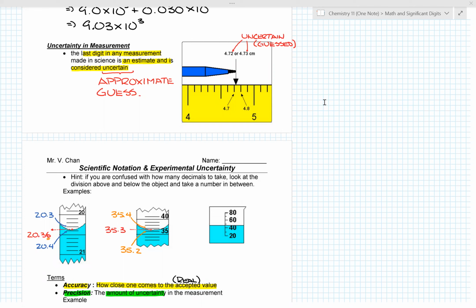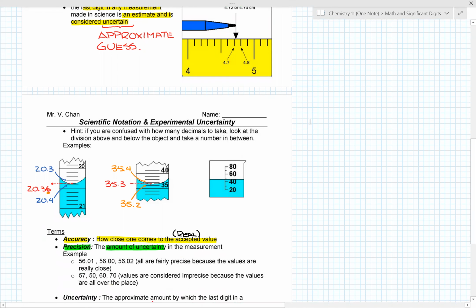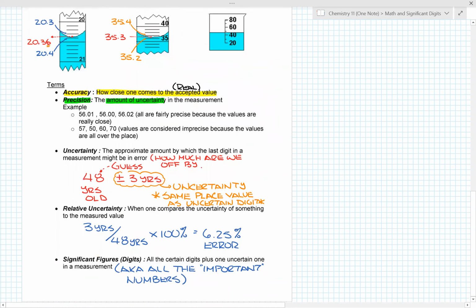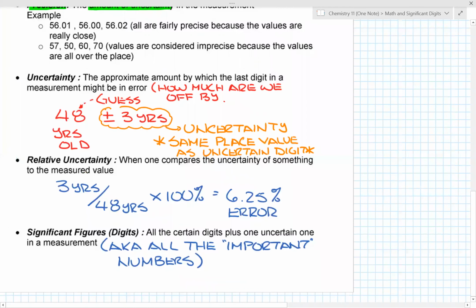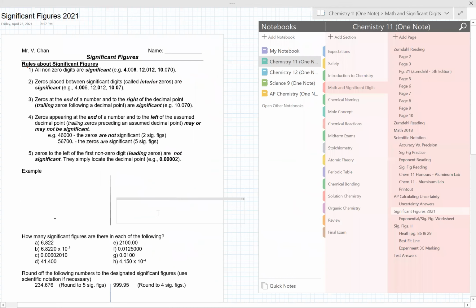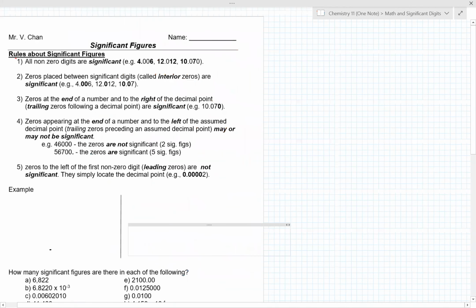This is the second lesson in regards to uncertainty in our measurements. In the last day's lesson, we talked about the reason for uncertainty and the definitions of things like uncertainty and relative uncertainty. We left off with the idea of significant digits, which are basically all the important numbers in your measurement. Today's lesson, I want to focus on how do we know what digits are important?